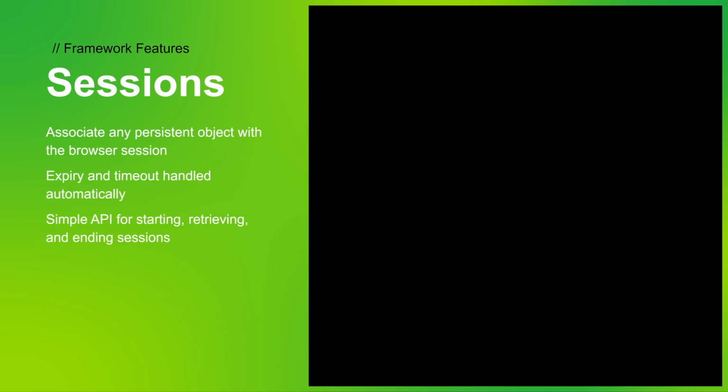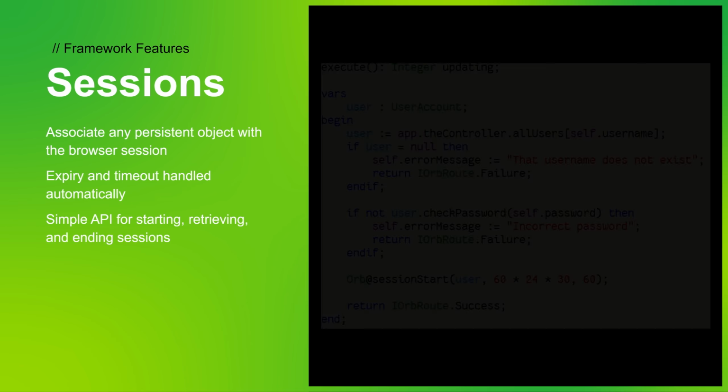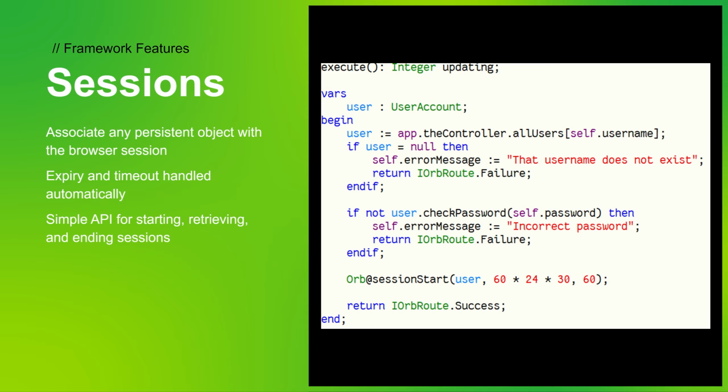The next major feature is sessions. In orb, you're able to associate any persistent object with the browser session. For example, this is the execute method of a login route. It retrieves a user object, checks if that user is valid, and then checks if the password that was entered was valid. If it was, it starts a new session associating that user, the retrieved user object, with the browser session. And then it specifies an expiry and also a timeout.